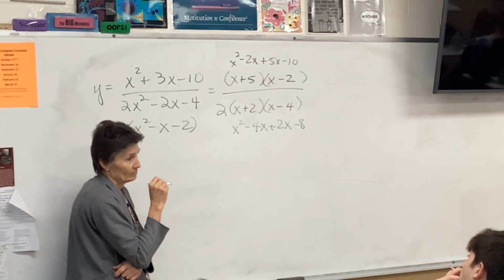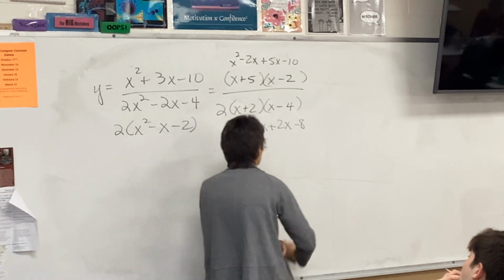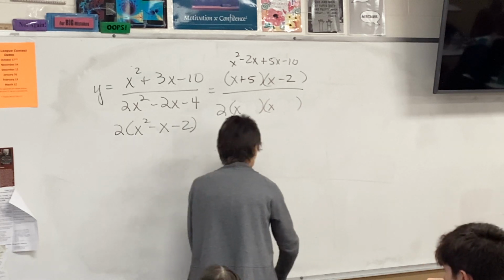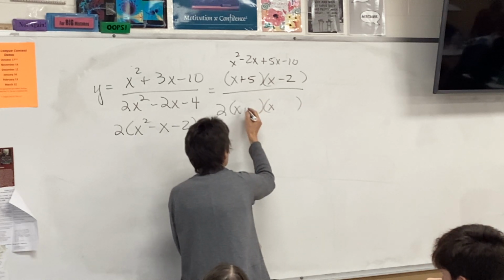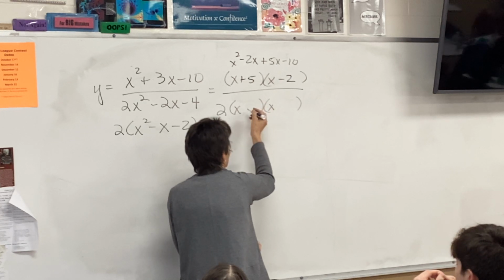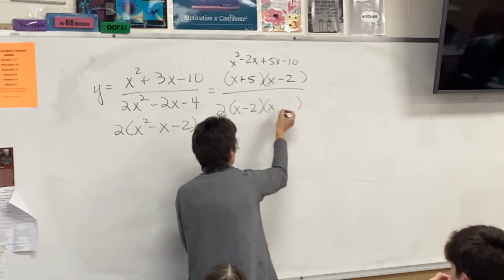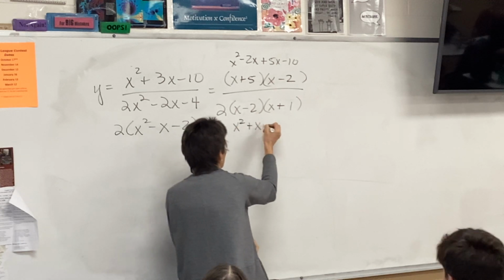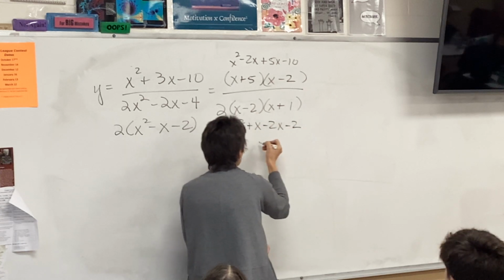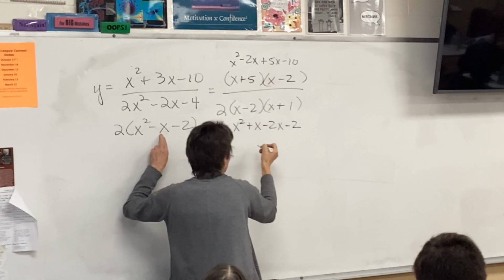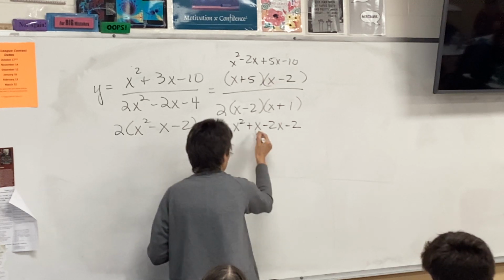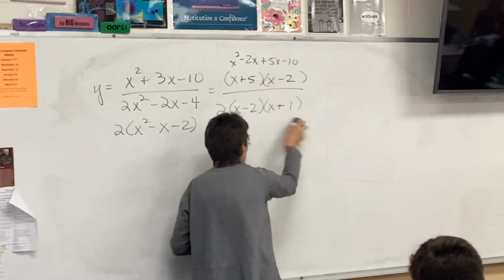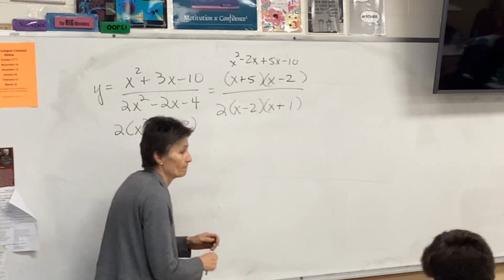No. There's a guess, but it didn't work, so not 2 and 4. 2 and 1. 2 and 1, so x minus 2, x plus 1. Alright, let's check that. X squared plus x minus 2x minus 2. Does that work out? Yeah, that works out, because this makes negative x minus 2. Perfect. All right, so we checked it. It works.